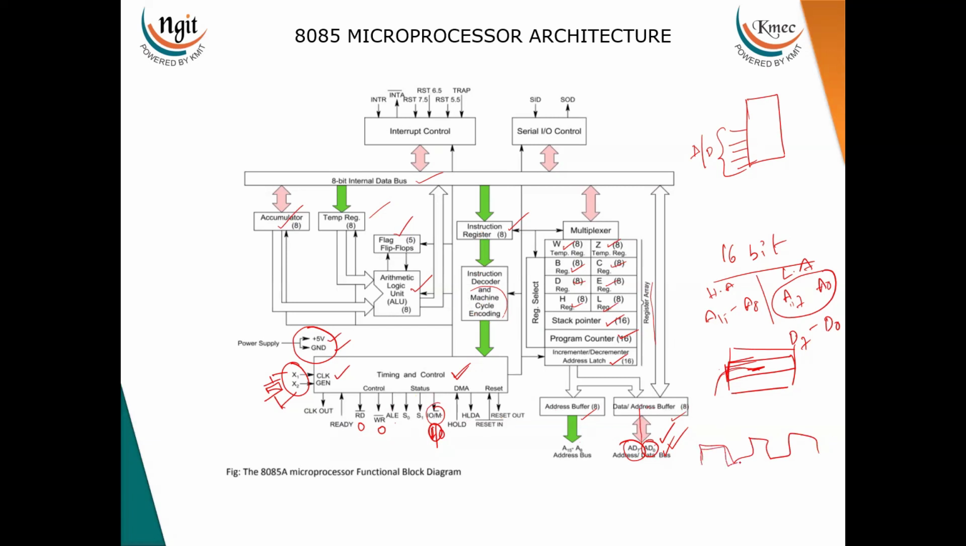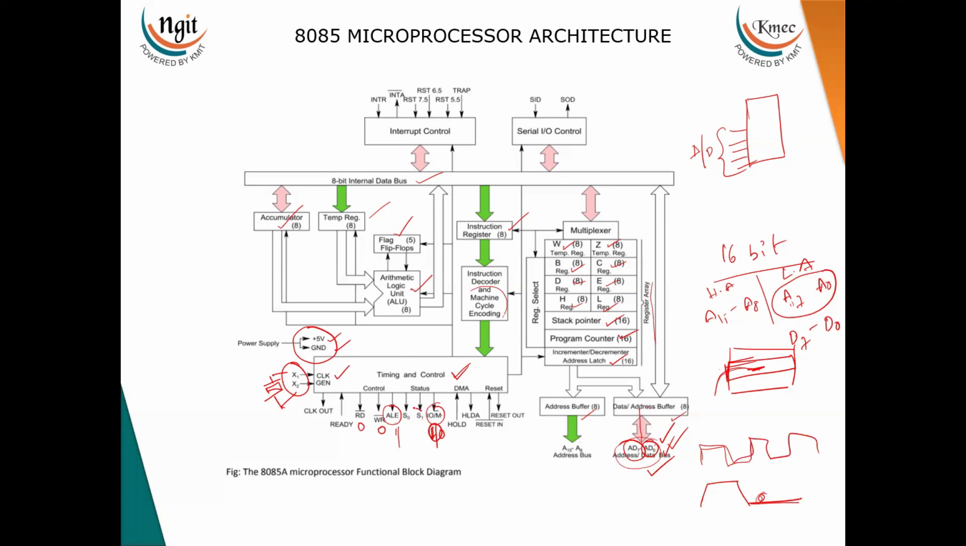For the first clock pulse, this ALE bit is 1, so that this address and data bus will be used as an address bus. And after the first clock, it will automatically go to 0. Thereby, the lower order address data bus will act like a data bus. So this will be done automatically by using this ALE pin. Initially it will be high, and after the first clock pulse it becomes 0.